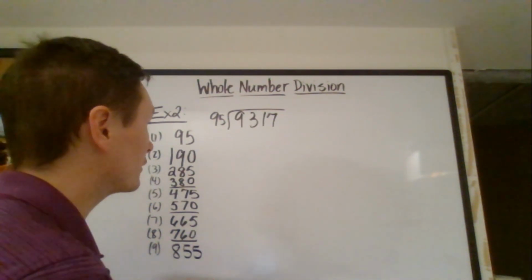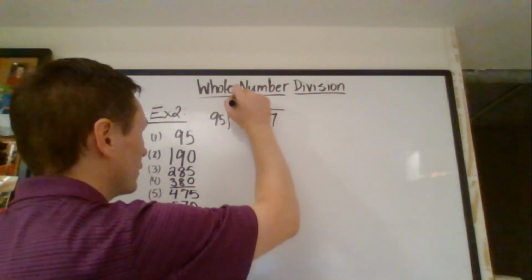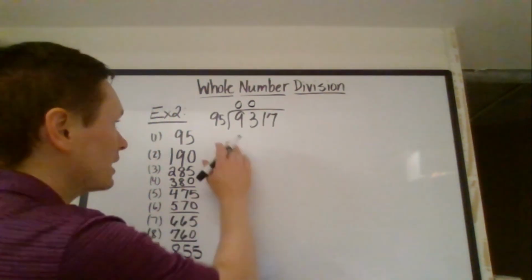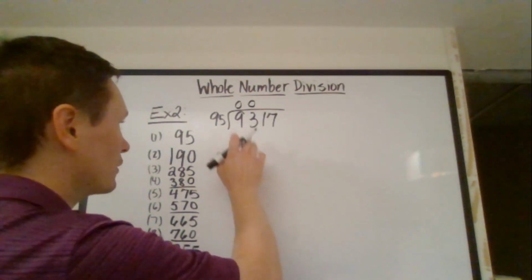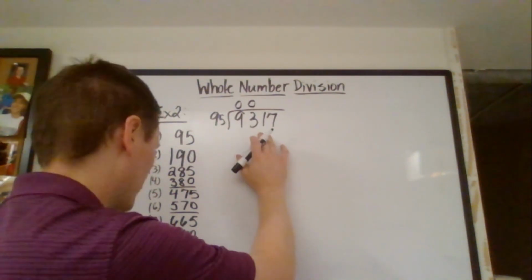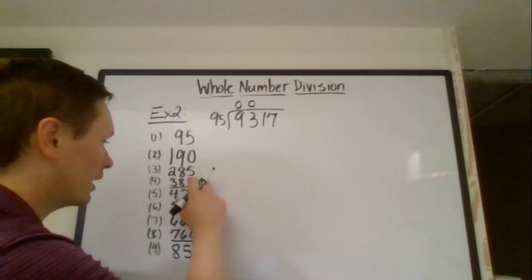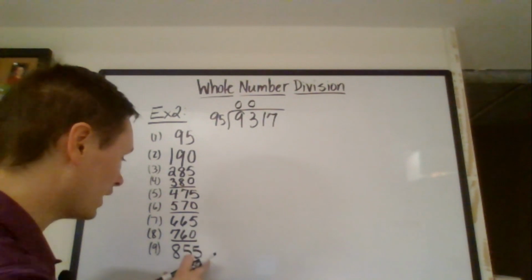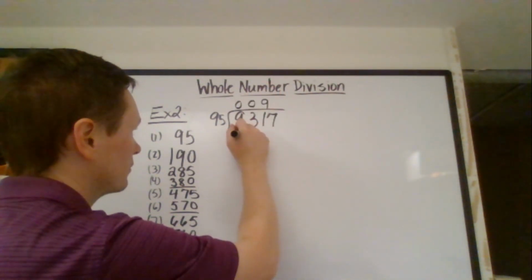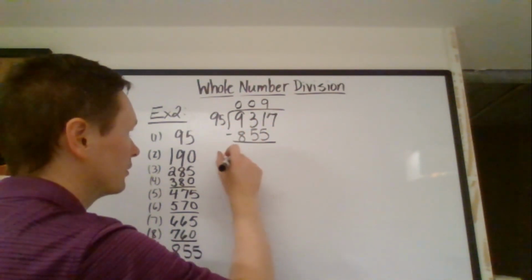Okay. So we'll ask ourselves, how many times does 95 fit into 9? 0. How many times does it fit into 93? 0. So we kind of skipped that process of putting a bunch of zeros. And now we can just say, how many times does 95 fit into 931 without going over? And I look for 931 and I say, okay, I'm getting closer. 855 is as close as I'm going to get. So I put a 9 on top. I subtract.